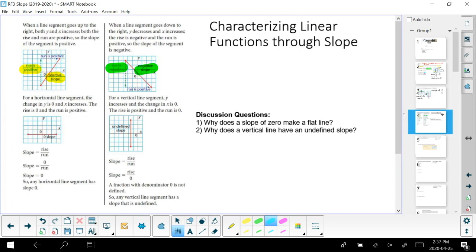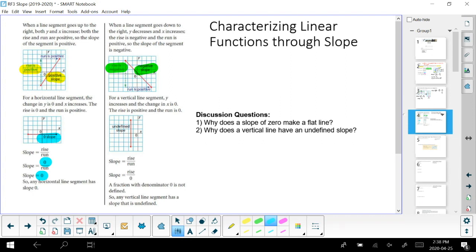Now the two at the bottom here are the tricky ones. We can have what is called a zero slope. And the reason why we have a zero slope is because we have a rise of 0. The line does not go up, nor does it go down, so our slope will end up being 0.